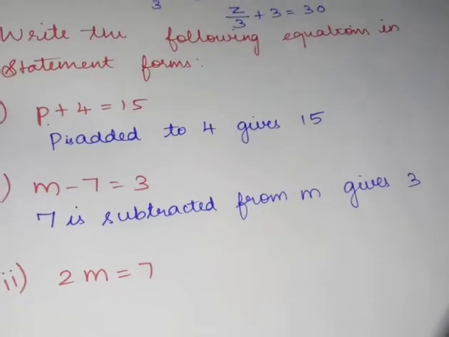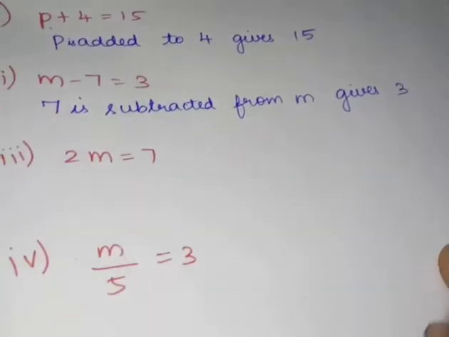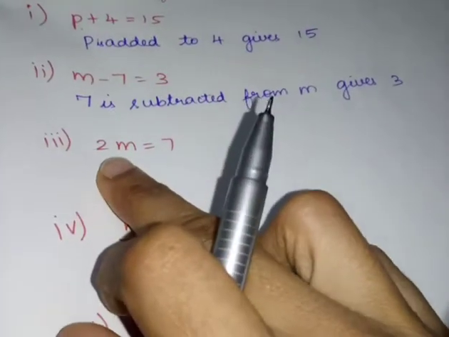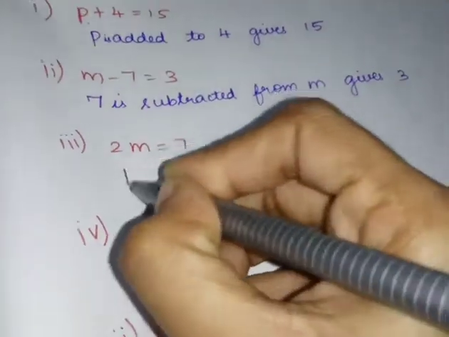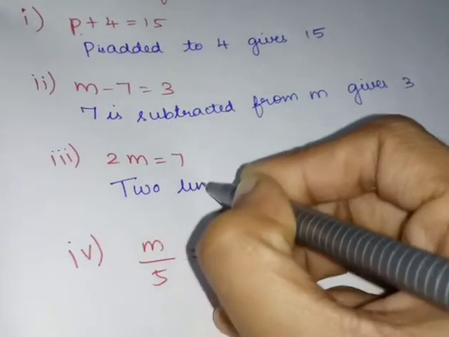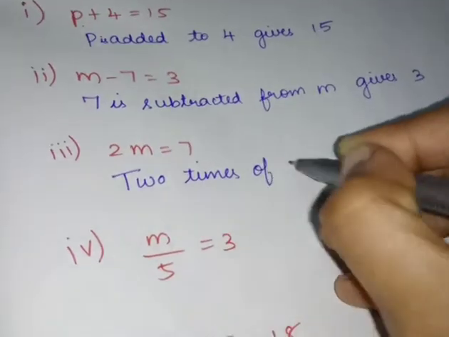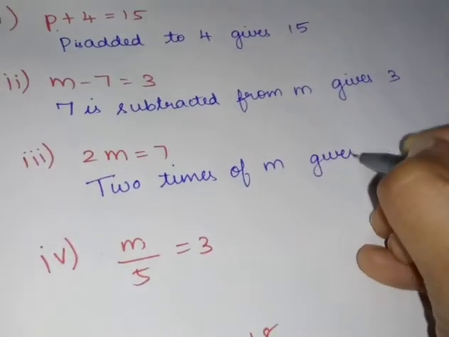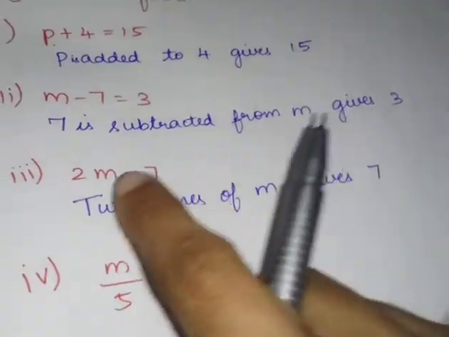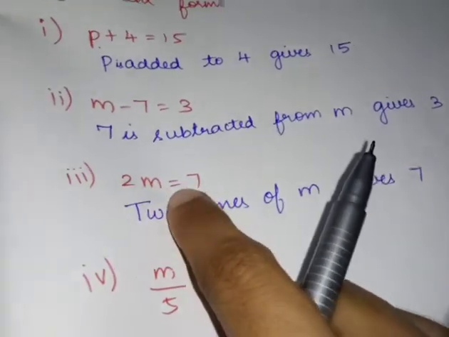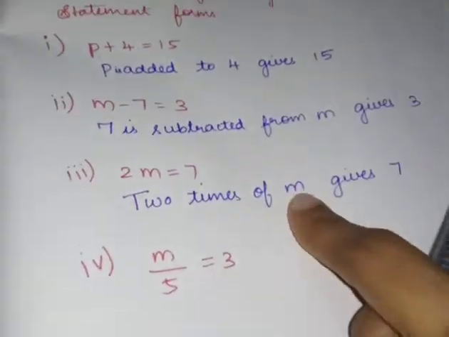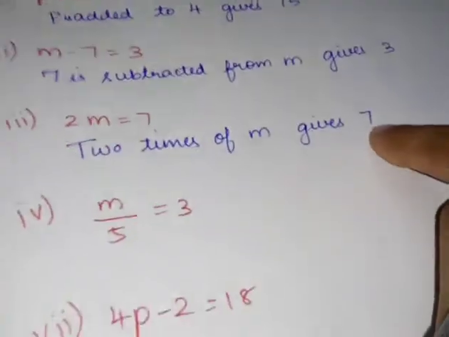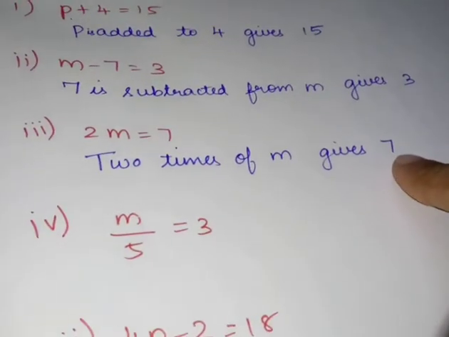Okay. Next. Third option. Third question. 2m equal to 7. 2m means 2 times of m gives 7. Or you can write twice m is 7. Okay. Or you can write 2 times of m gives 7. Or twice m gives 7.